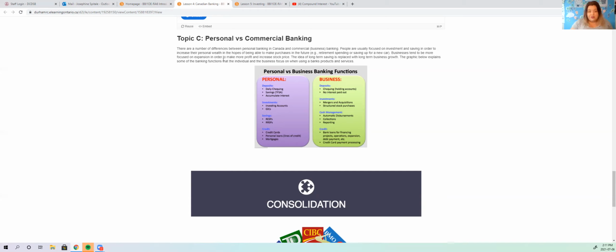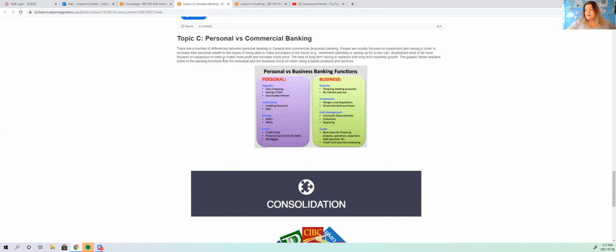It's for their future and it's for our future. So personally, we want to be able to establish ourselves to do well in the future. Same kind of thing for businesses. They want to establish themselves to do well in their future and grow.